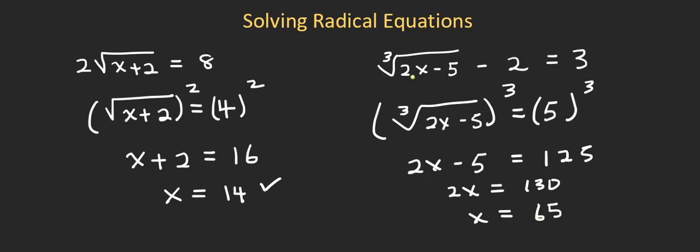65 times 2 is 130. 130 minus 5 is 125. Cube root of 125 is 5. 5 minus 2 is 3. So that is the solution.